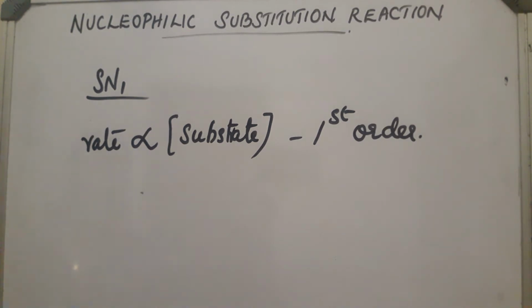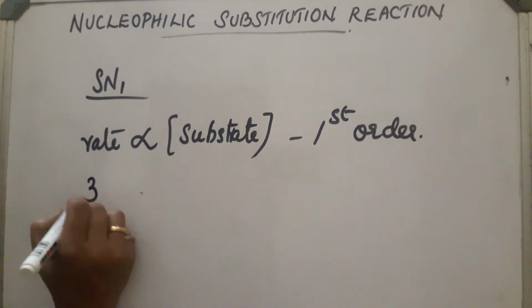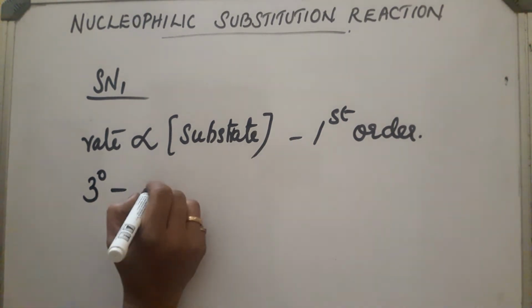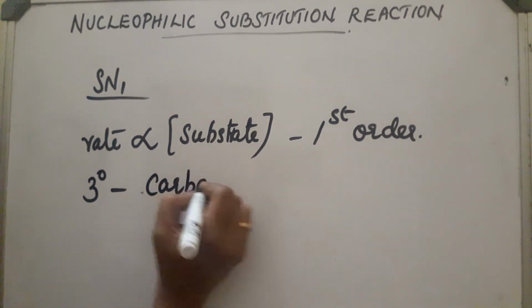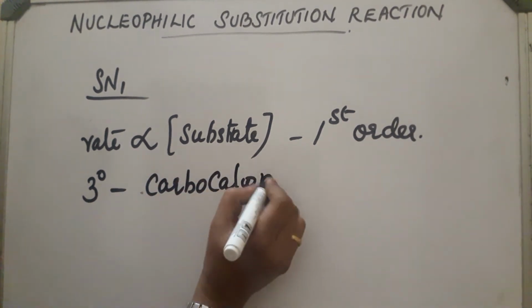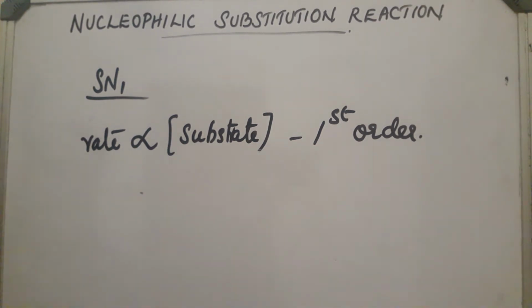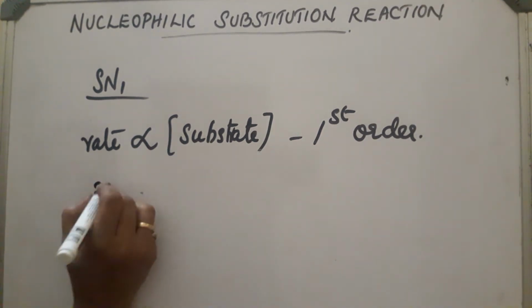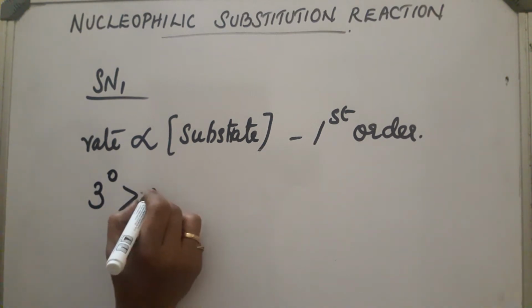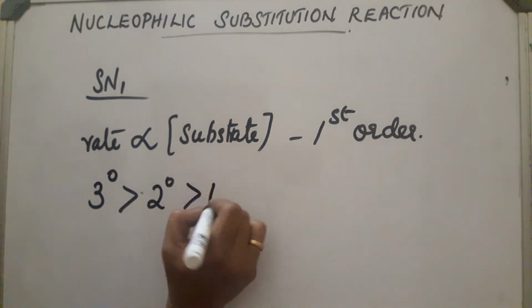Now, in the case of a tertiary compound, we know that the carbocation obtained is highly stable. So the SN1 reaction takes place readily in tertiary compounds. The order of reactivity for SN1 will be tertiary, then secondary, then primary.